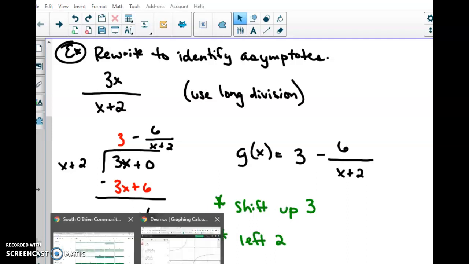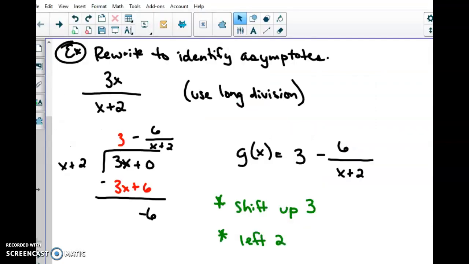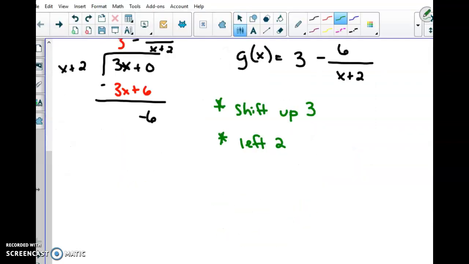Let's double check our graph to make sure that we in fact have this correct. So go over to Desmos and notice it's the red one. I did in fact go up 3 and shift to the left 2. So if I'm basing it off of this, that's going to identify my horizontal and vertical asymptotes. Looking at that graph, the shift up 3 is going to identify the horizontal, and the left 2 is going to identify the vertical.